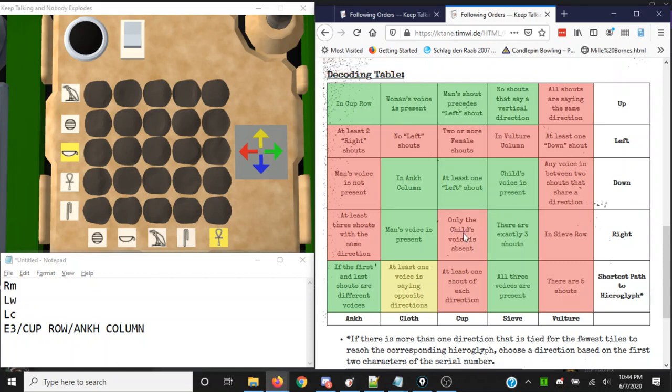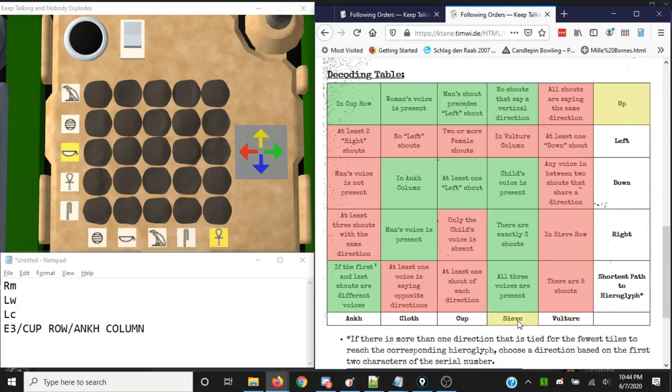At least one voice is saying opposite directions. That means you would have a man saying right and the man saying left. That would be literally opposite directions. If the man saying right and the man saying up, that's not opposite. It has to be diametrically opposite. Here we have everyone saying one shout each, so there's no chance of them to contradict each other. That's false.